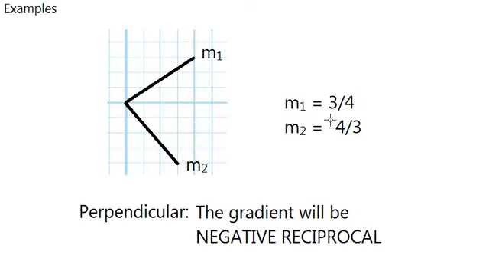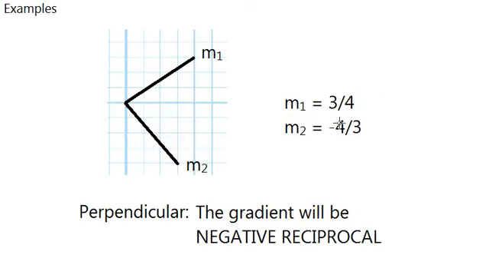M1 has a gradient of 3/4 because the height is 3 and the width is 4. M2, on the other hand, has a gradient of negative 4 over positive 3, because its height is negative 4 and its width is 3, so that makes it like that.